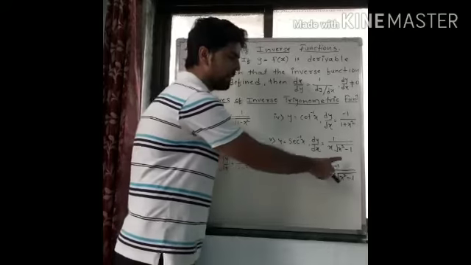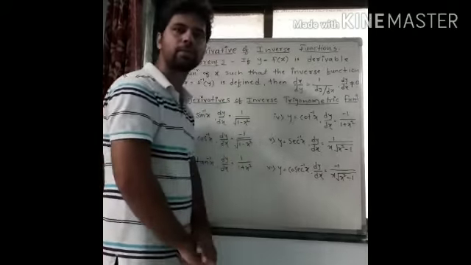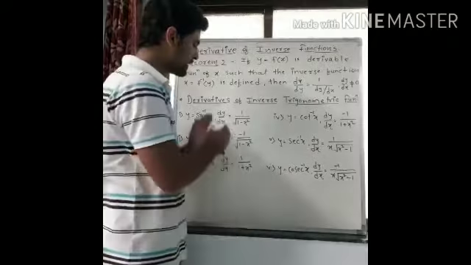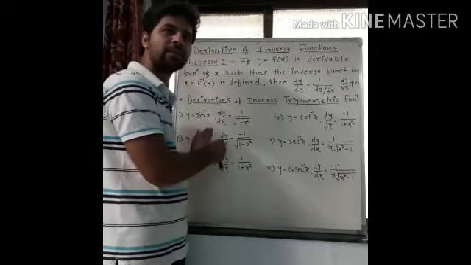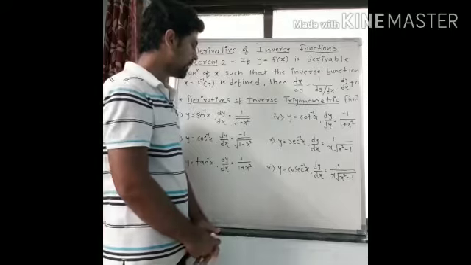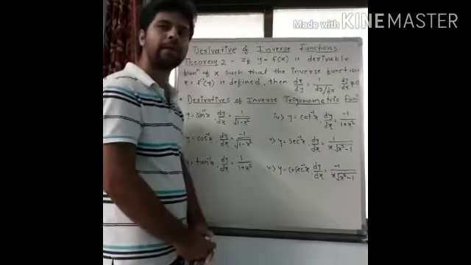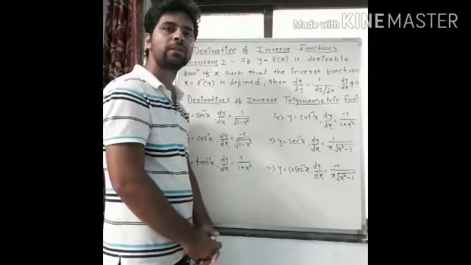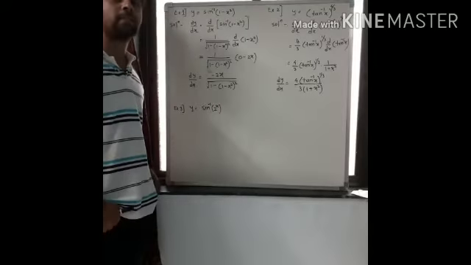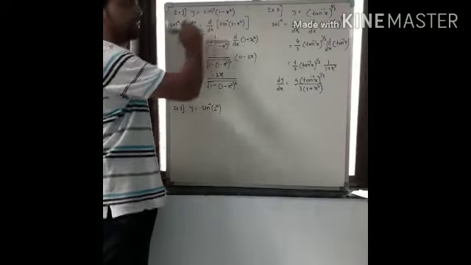Their derivative is minus 1 upon x into root x square minus 1. So these are the 6 inverse trigonometric functions and their corresponding derivatives. Now we'll see examples of how to find the derivatives of inverse functions. See student, the first example is y equal to sine inverse of 1 minus x square.